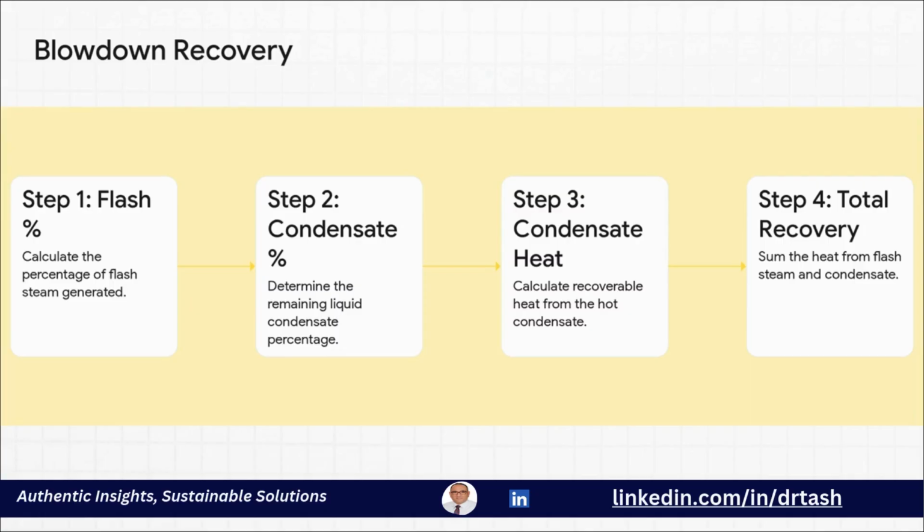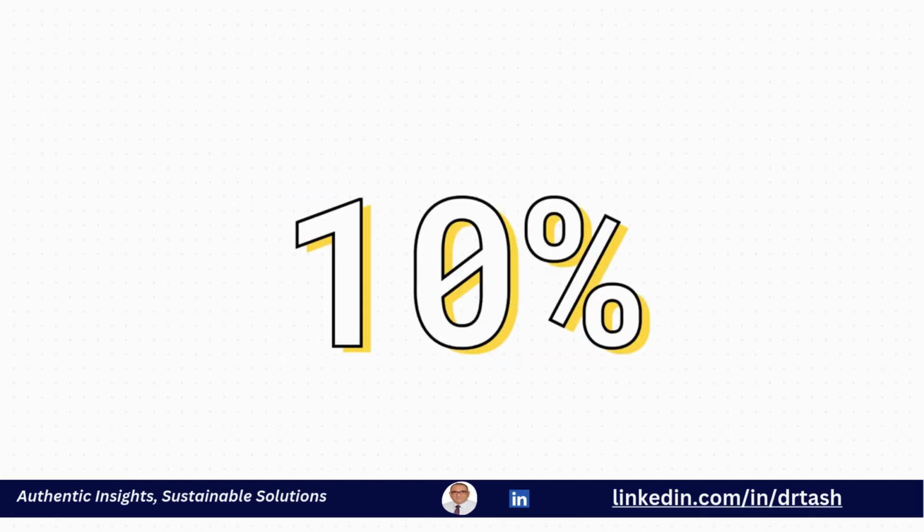This four-step process is how you'd figure out the maximum energy you can possibly squeeze out of your boiler blowdown, which is another one of those continuous waste streams that people just forget about. You see, first you capture the really valuable high-grade energy as flash steam. Then you go after the lower-grade heat that's left over in the hot water. It's a one-two punch.